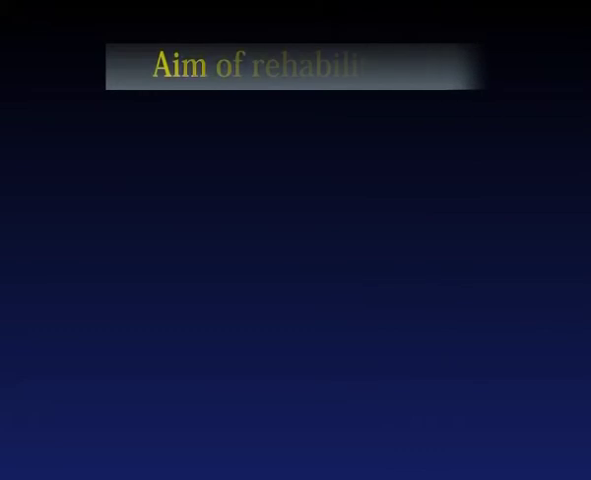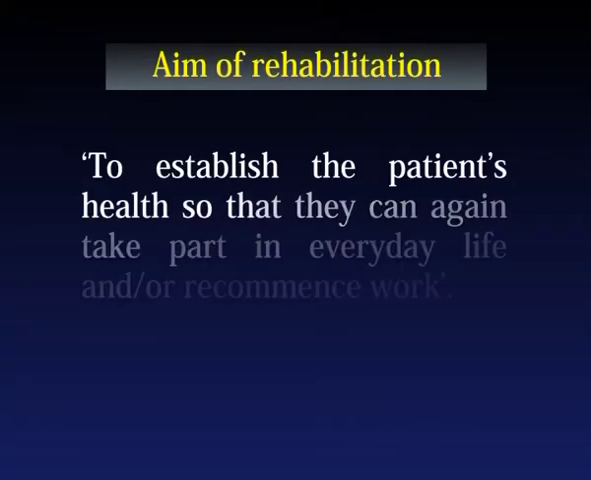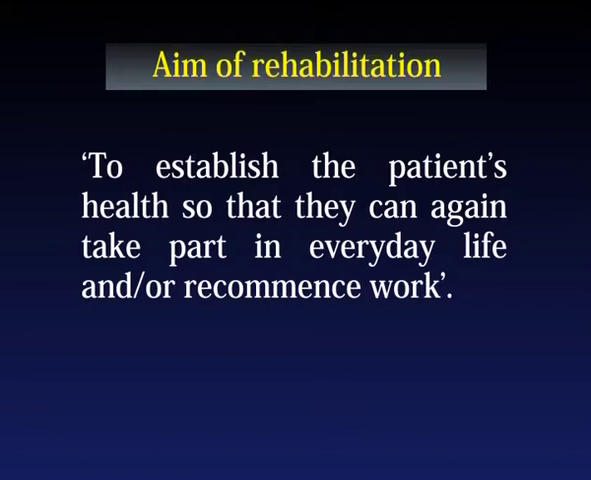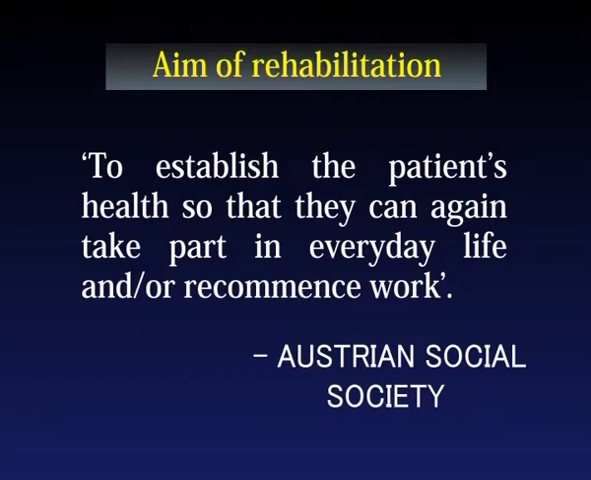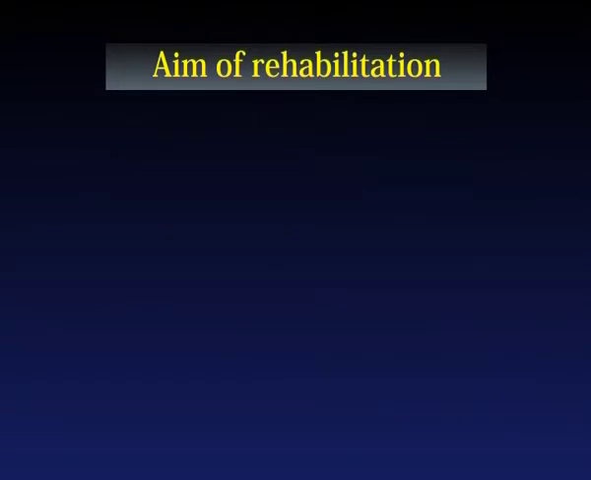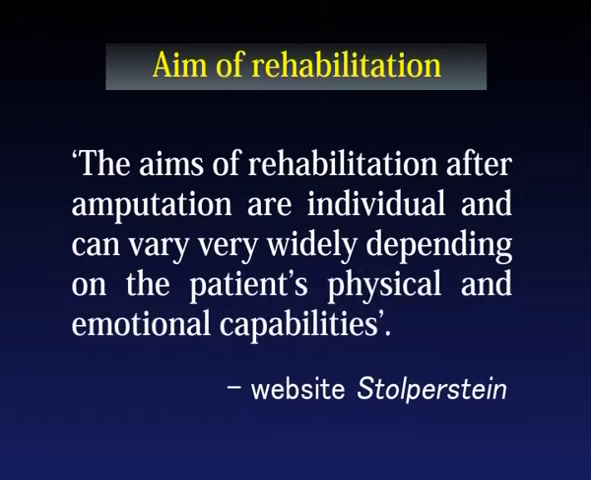According to the Austrian Social Society, the aim of rehabilitation following medical treatment is to establish the patient's health so that they can again take part in everyday life or recommence work. Next, according to the website Stolperstein, the aims of rehabilitation after amputation are individual and can vary very widely depending on the patient's physical and emotional capabilities.